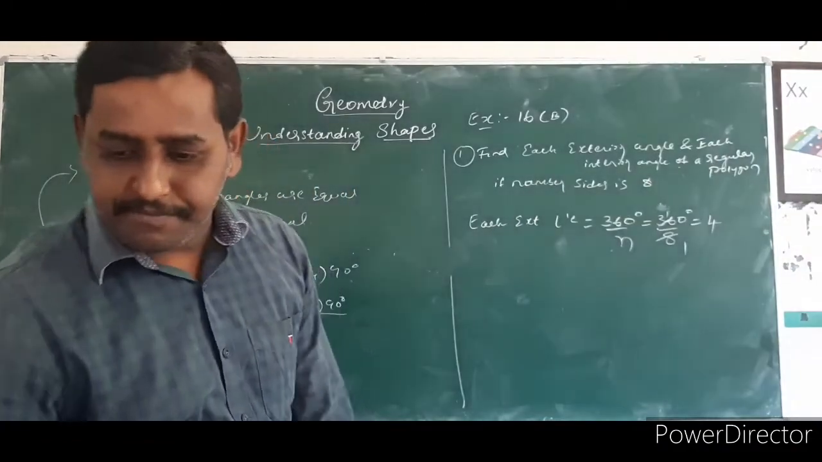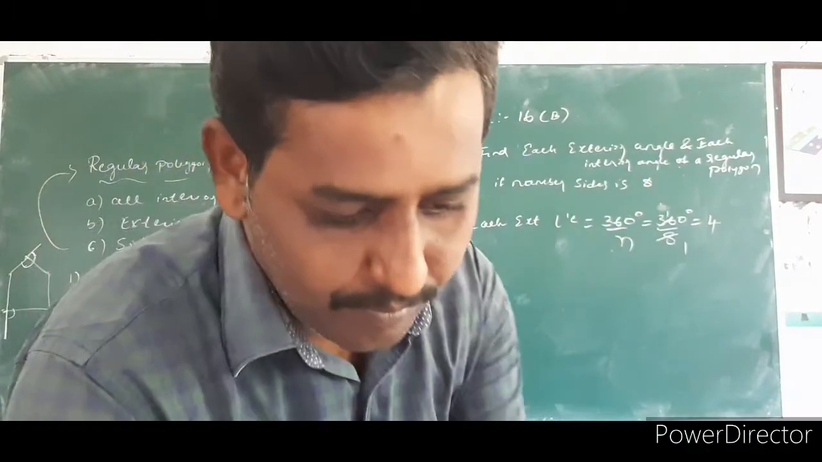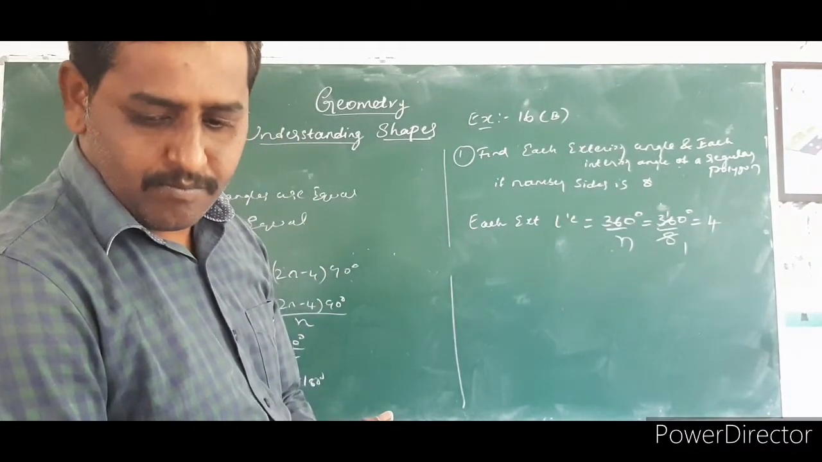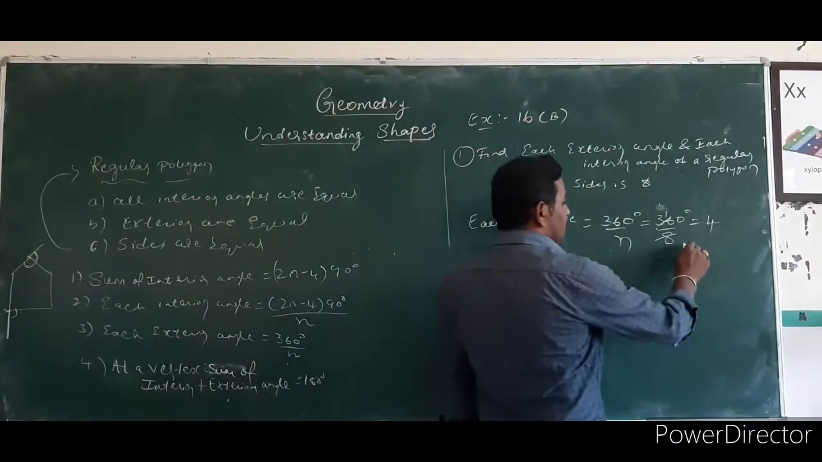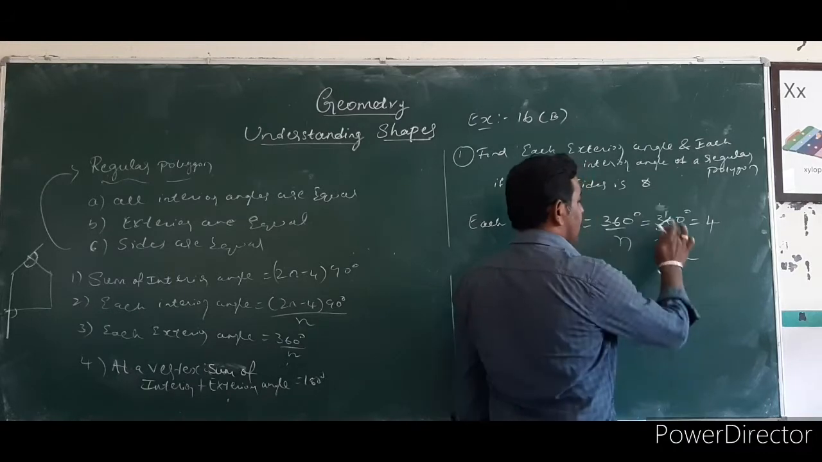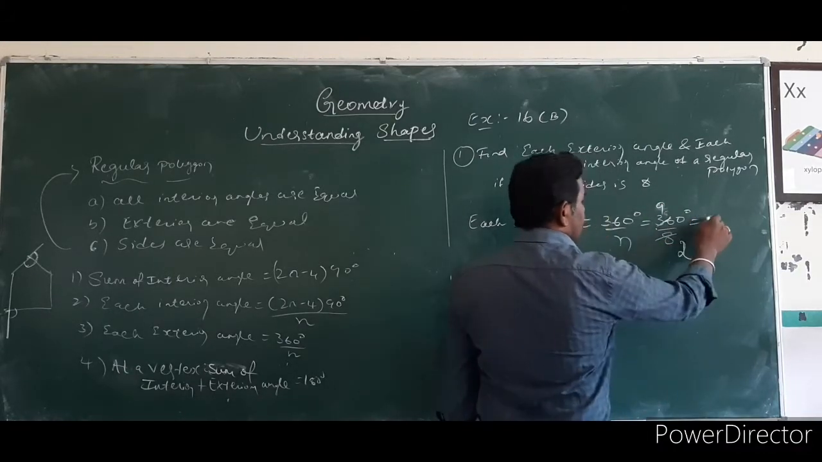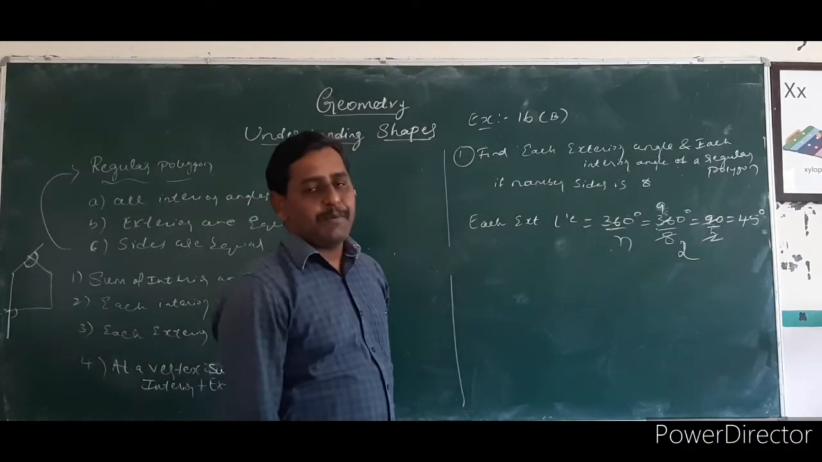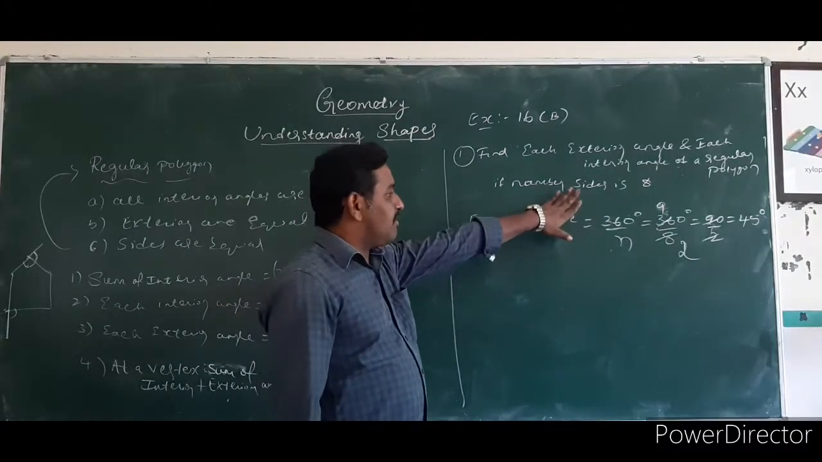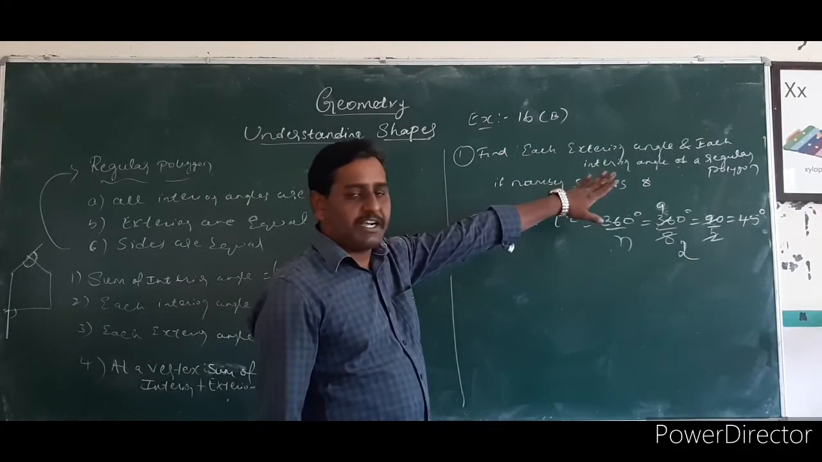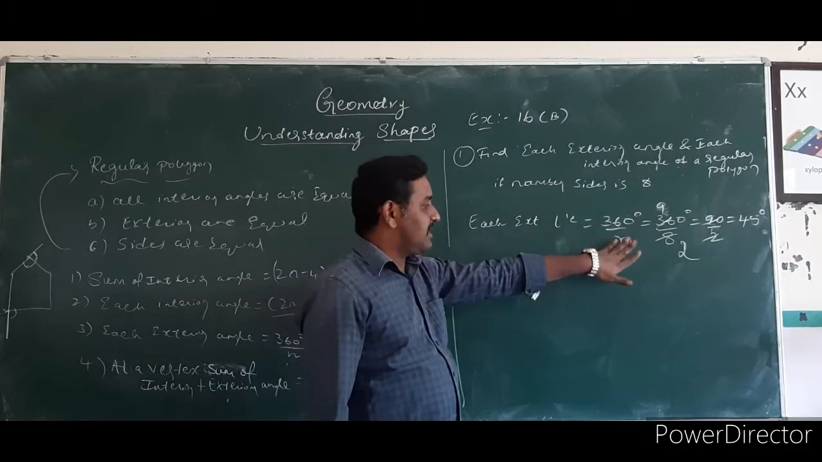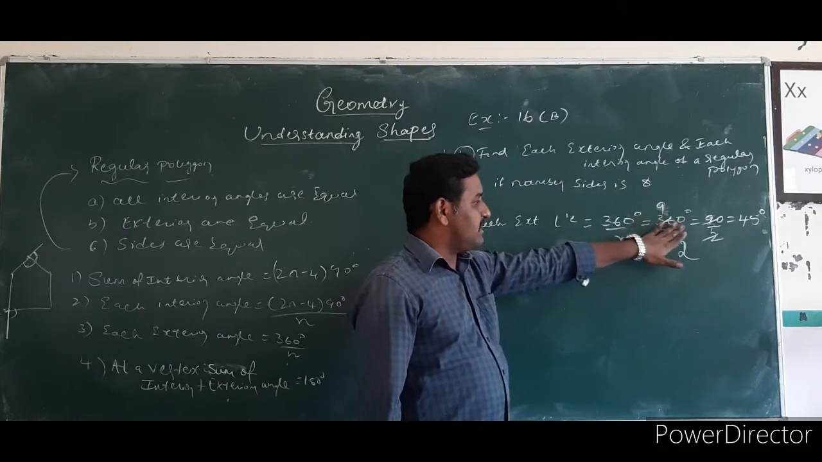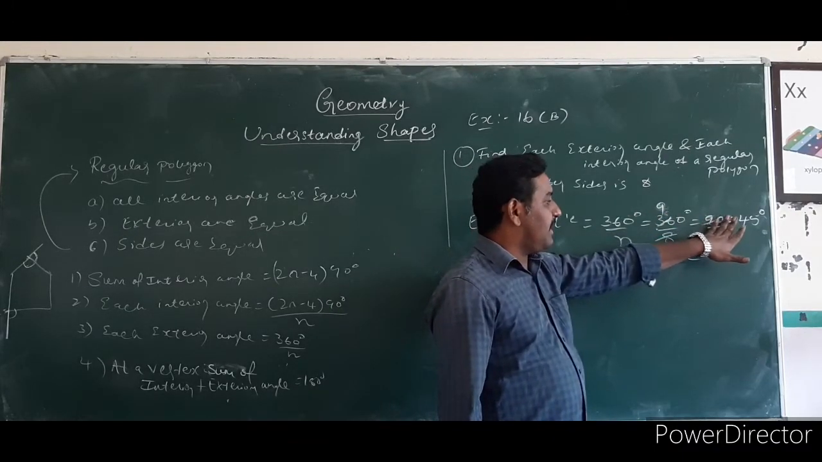So each exterior angle: you can cancel by 2 or 4. 4 twos are 8, 4 nines are 36, so we get 90 degrees divided by 2. 2 twos are 4, 1 is remaining, 2 fives are 10, that is 45 degrees.